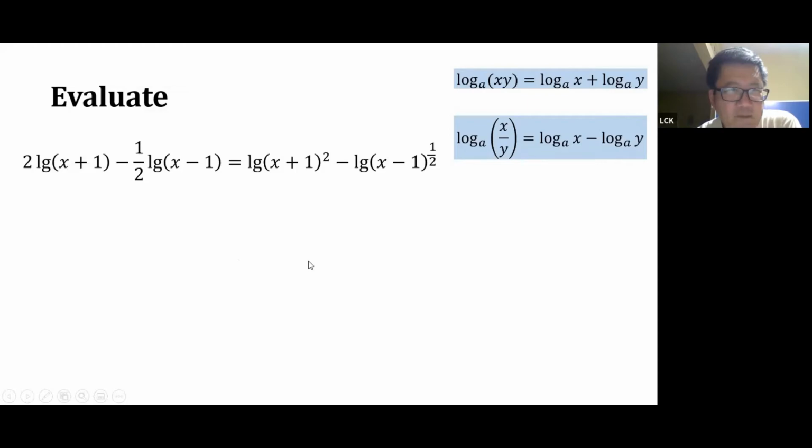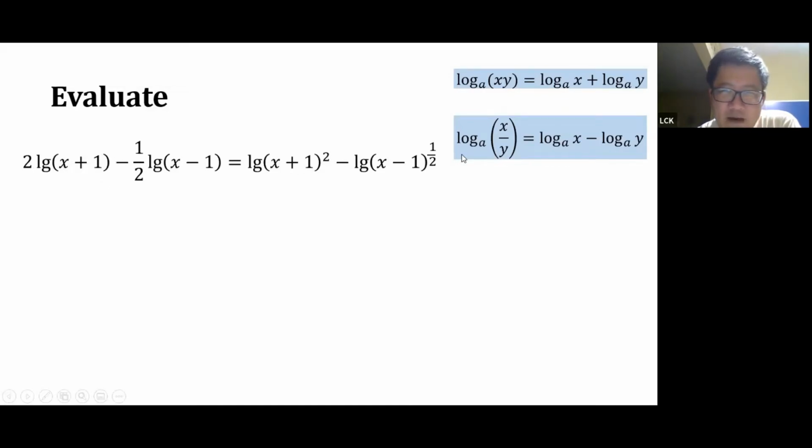A letter, x, a variable there. So let's find out what x is. Let's solve this. So evaluate 2 log x plus 1 minus half log x minus 1. When you see something like that, again, bring up the 2, and when you bring up the 2, you have log x plus 1 squared. Where did the square come from? Where did the 2 come from? The 2 came out from here. So you just bring it up here, you get a square.